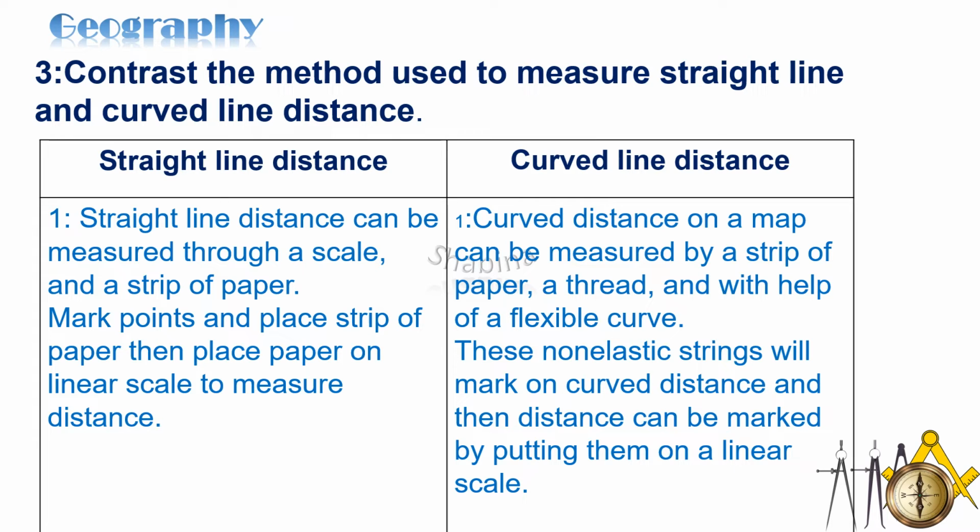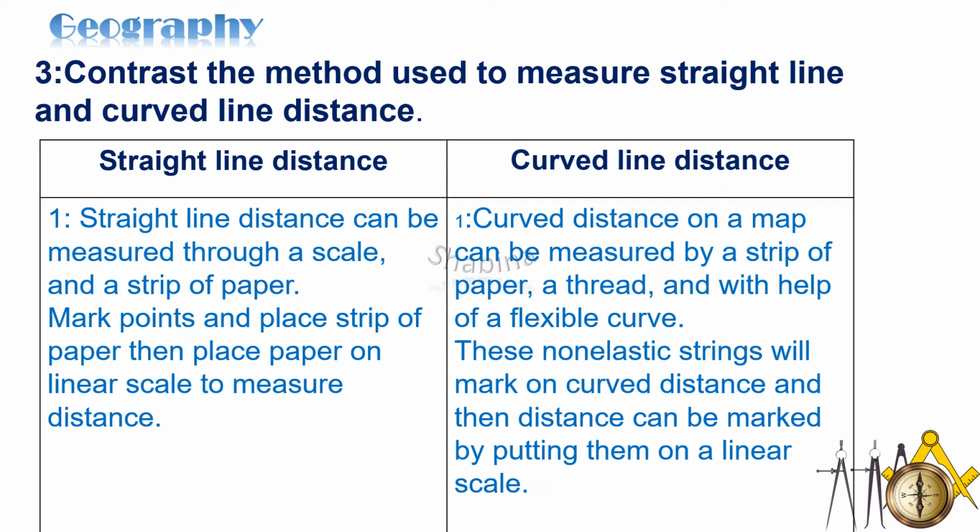First of all, the process to measure the straight line. Straight line distance can be measured through a scale and a strip of paper. Mark the points and place the strip of paper, then place the paper on the linear scale and measure the distance. It is a very simple method. Then curved distance.